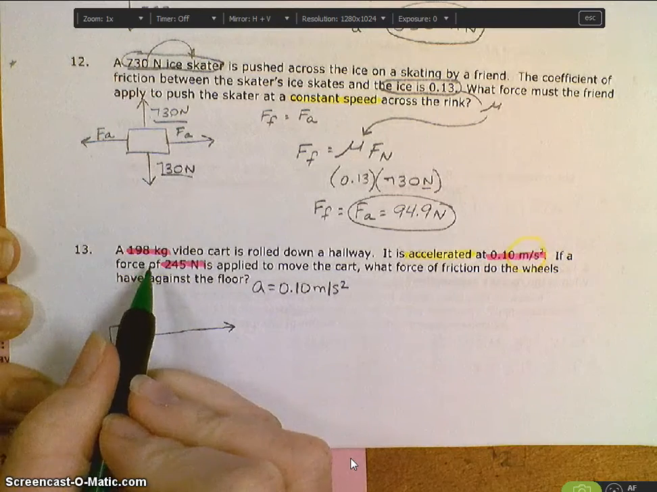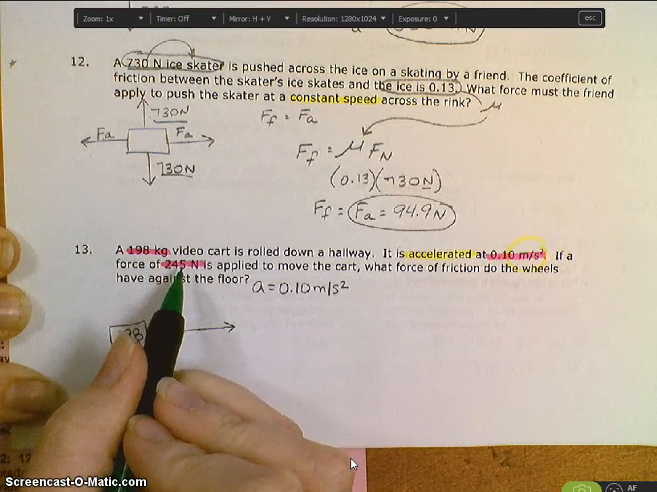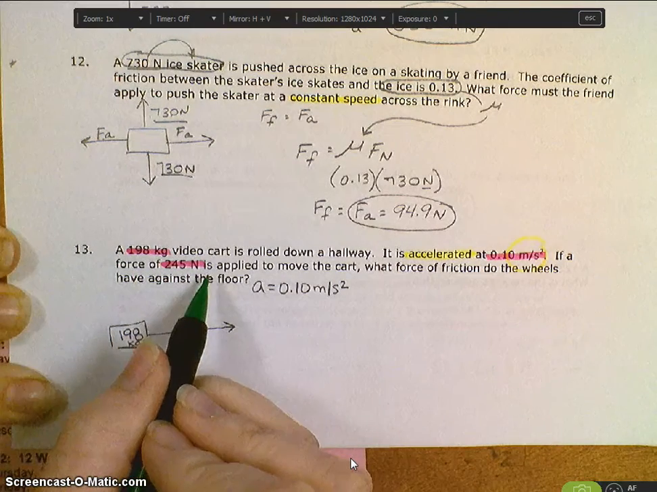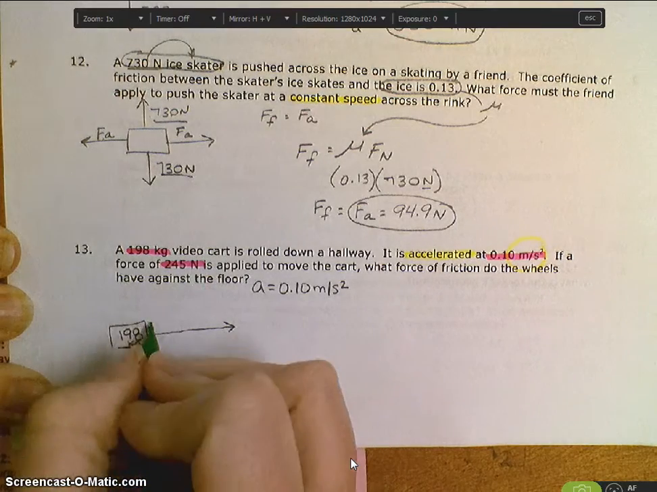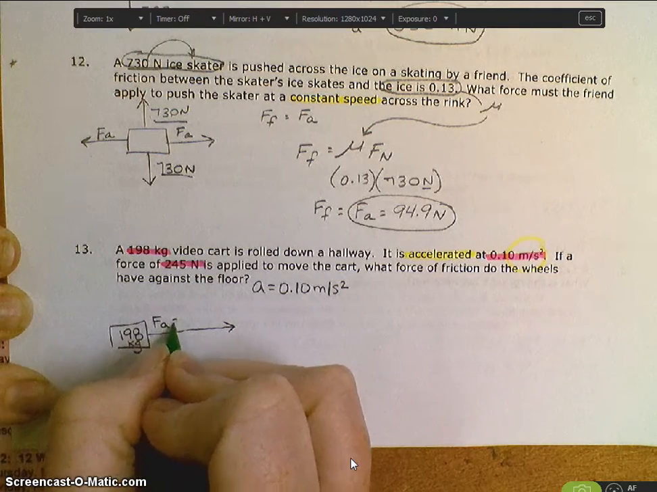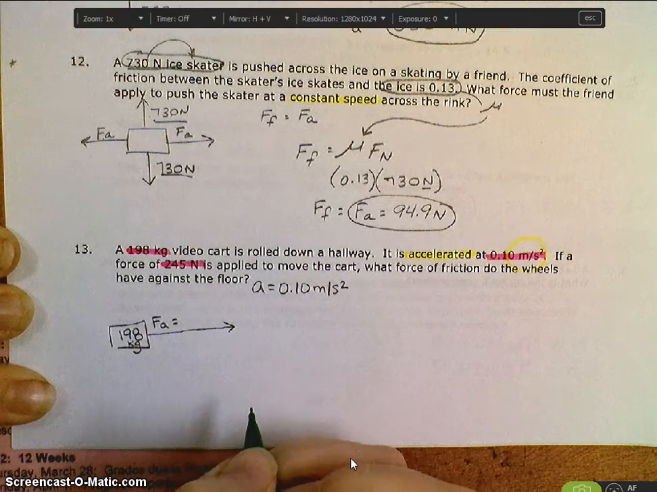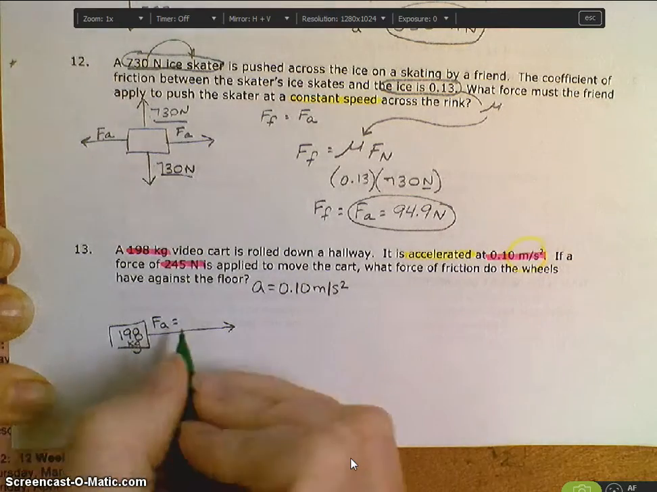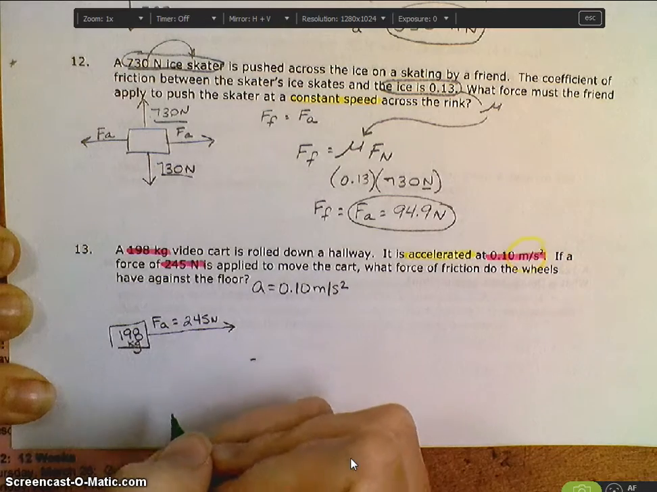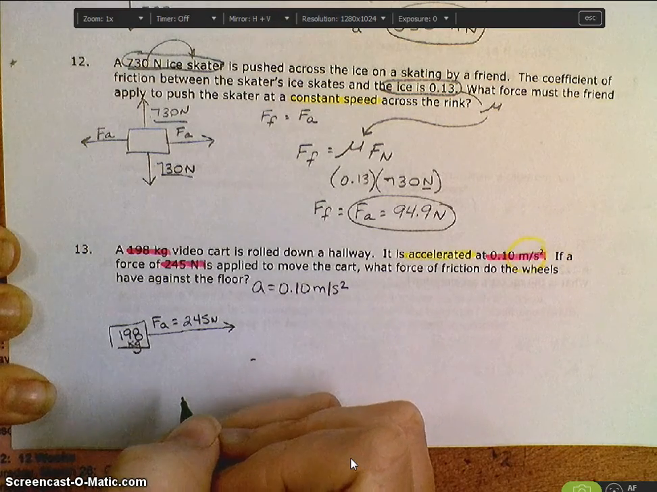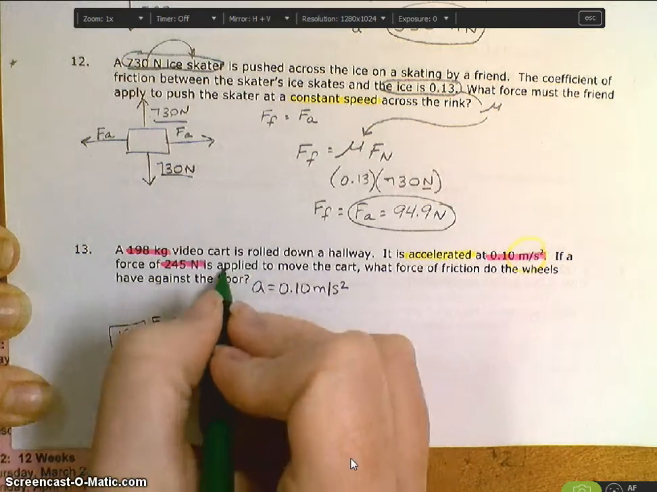There is a force of 245 newtons applied to move the cart. Now I have some information about that arrow. This is the applied force. Applied force is always drawn to the right. 245. Some of you have asked, how do I know that that's going to the right?